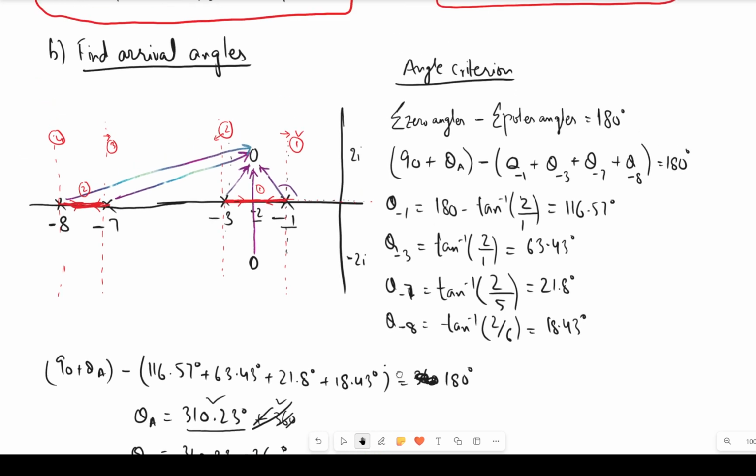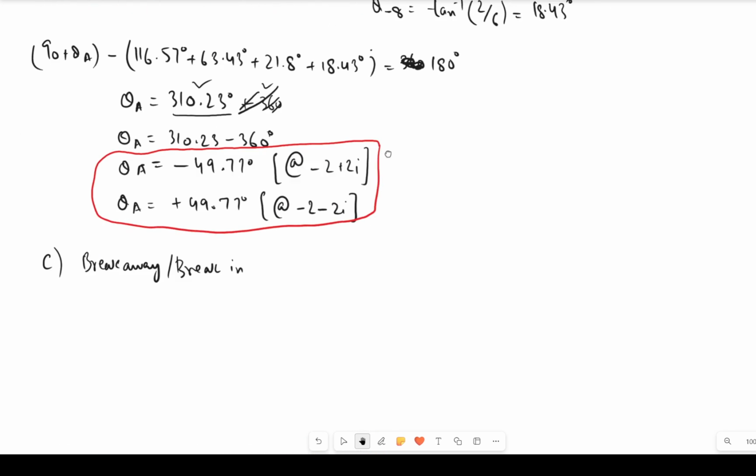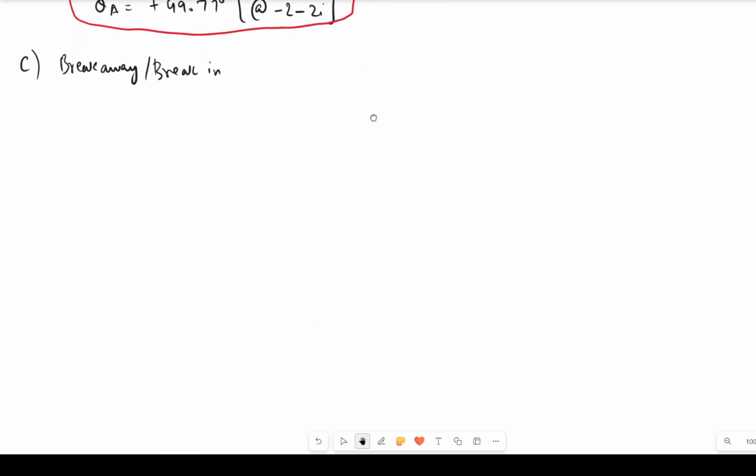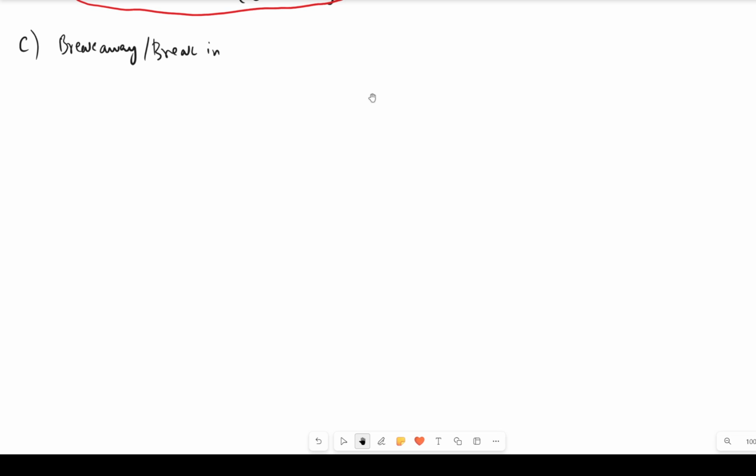Now let's just go to find the breakaway break-in. There is no breakaway break-in basically. There is only breakaway. The concept for that is different. I'm skipping this for this problem because the focus is to solve this particular problem only in this video. So the breakaway can be found using this formula.